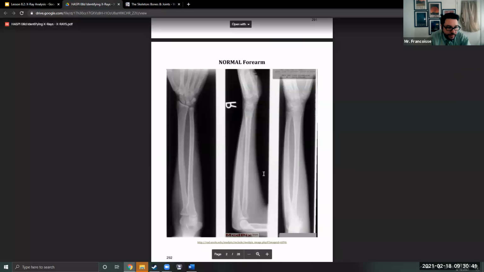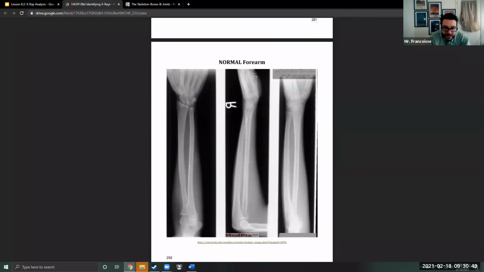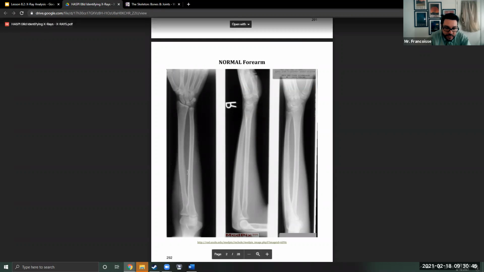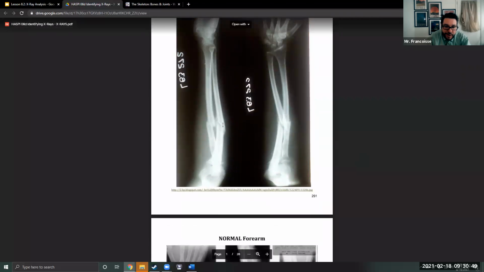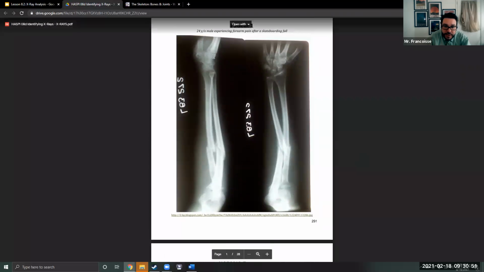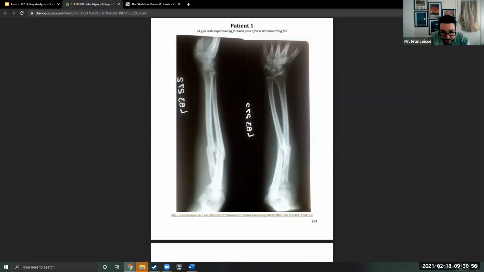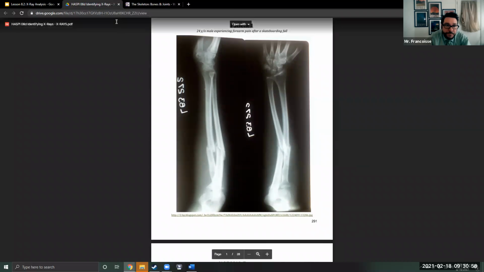Because this is our normal one, right? Yeah, so we should have a fracture, that's correct. Because normally this is all continuous, it's all one piece. But here we have a fracture, right? And we're looking at the arm. So we have a fracture, and let's look at this fracture.